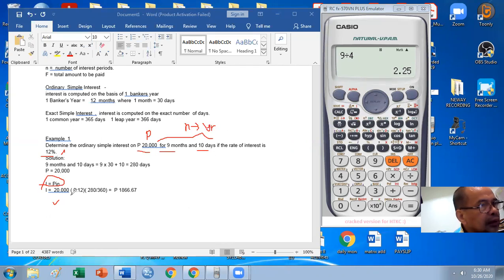Now, look, this is 20,000 times 0.12 times 280 days divided by 360. For the ordinary simple interest, when no basis is stated, it is already a banker's year, which is 360 days. Okay. So this will be 1,866.67. Next.